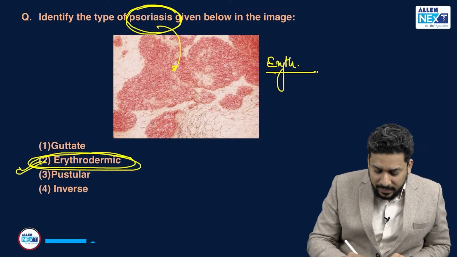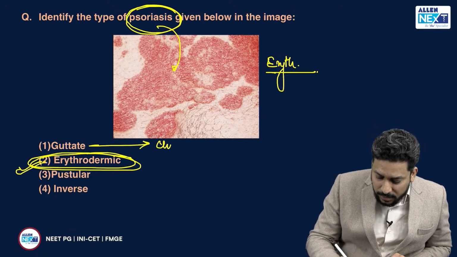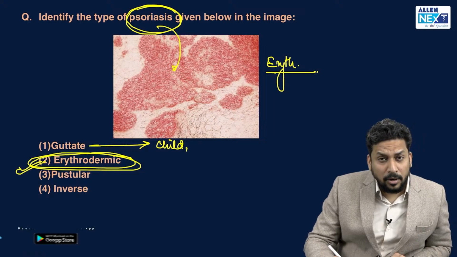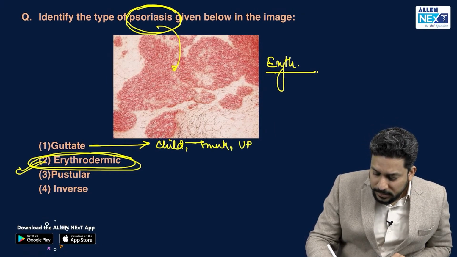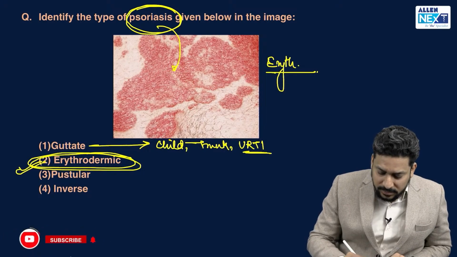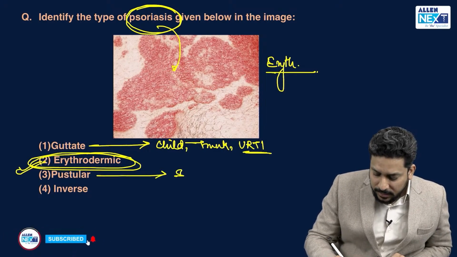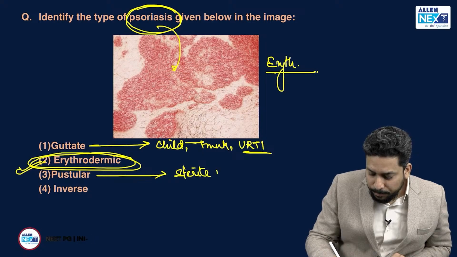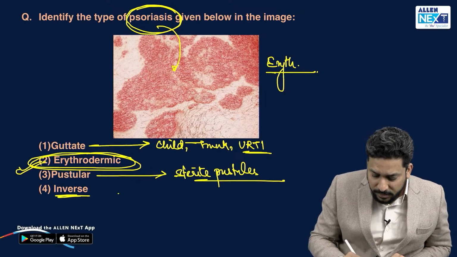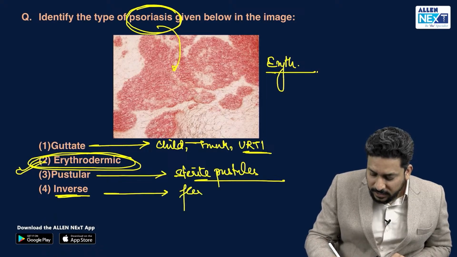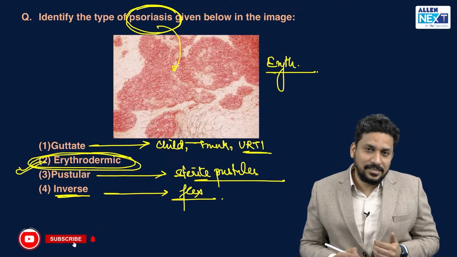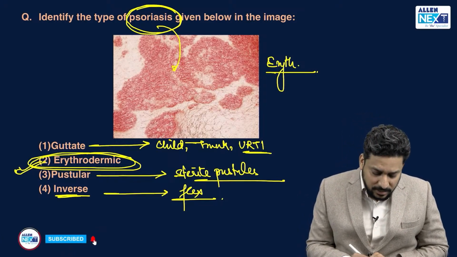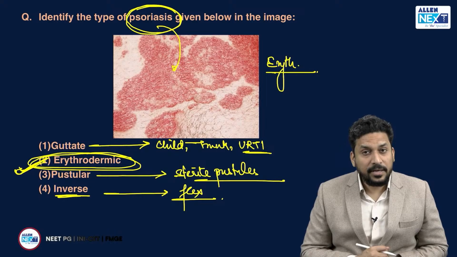Unlike other types like guttate psoriasis, which is seen in children, where multiple smaller lesions start developing over the trunk and it is associated with upper respiratory tract infection. Similarly, pustular psoriasis, where sterile pus-filled lesions, that is pustules, start developing, and in inverse psoriasis, flexures get involved, unlike the normal psoriasis vulgaris where extensors get involved. So that's why the answer here is erythrodermic psoriasis.